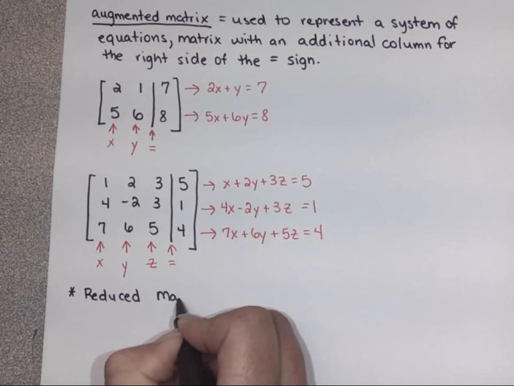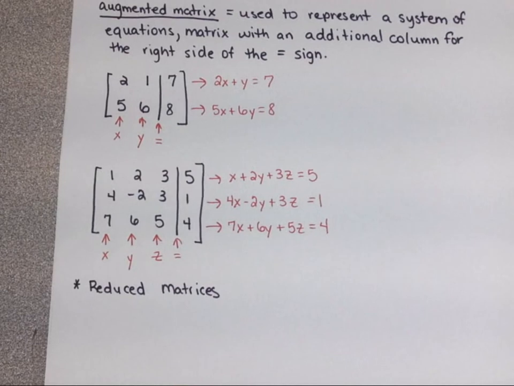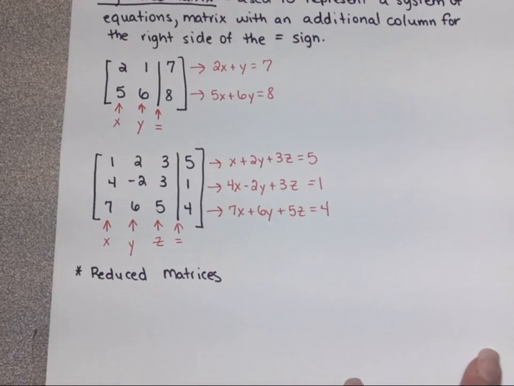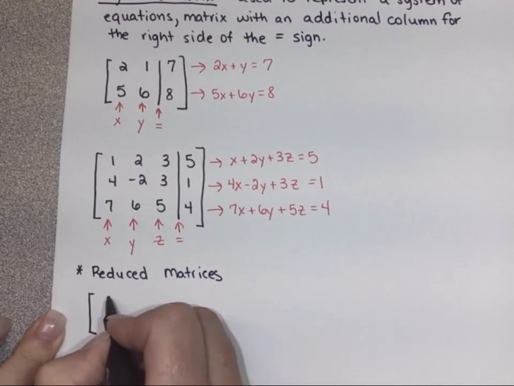Okay, so our goal is to reduce any matrix that we get. So let me show you what reduced matrices look like specifically. Here's an example of a 2-variable reduced matrix.